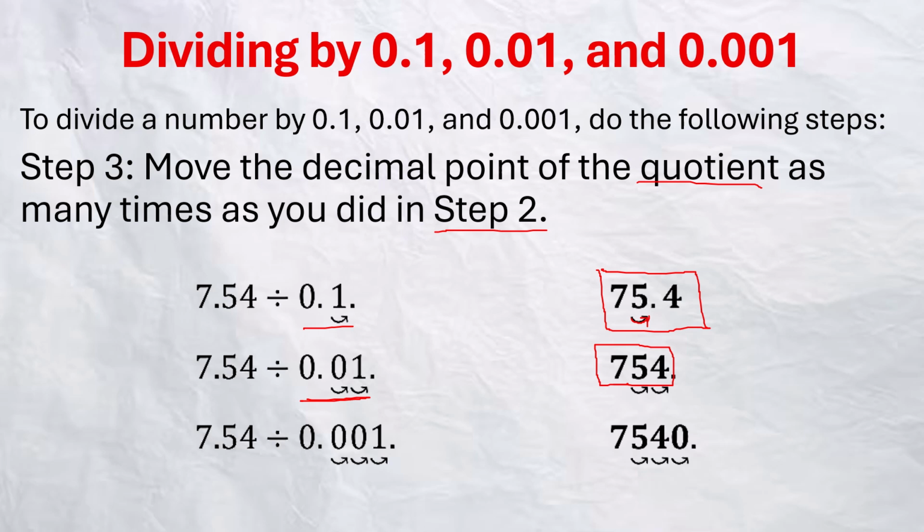And for the last one, 7.54 divided by 0.001. Since we move three spaces to the right, we need to move three spaces to the right as well in your initial quotient. So that is 1, 2, 3. Take note that there is an empty space here, so therefore we need to add a 0. That's why the final answer is 7,540.